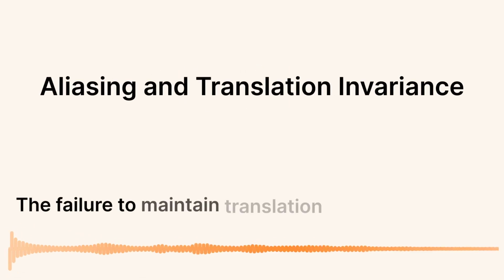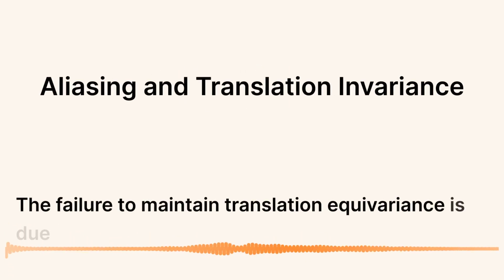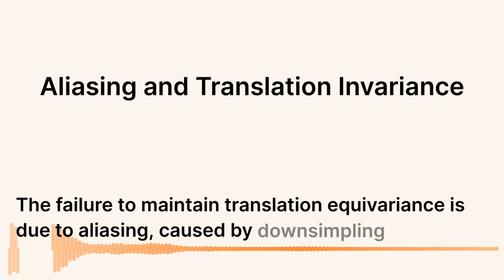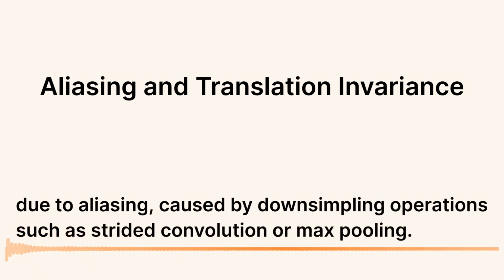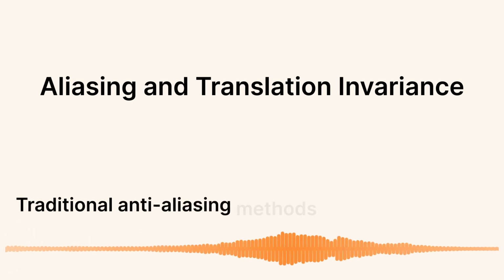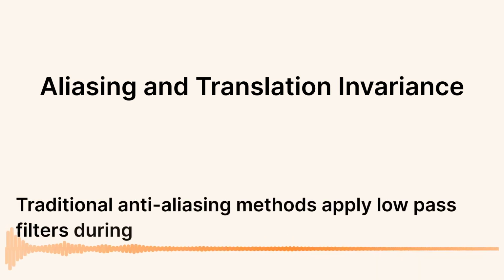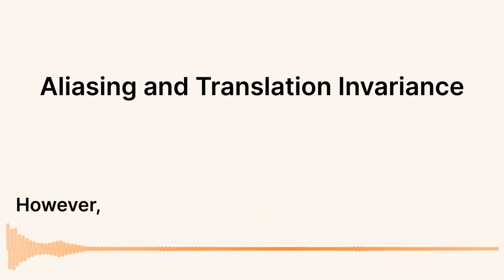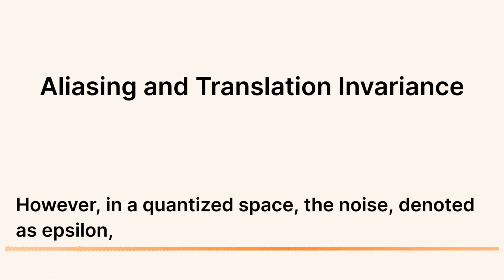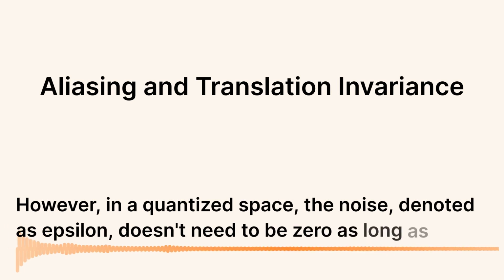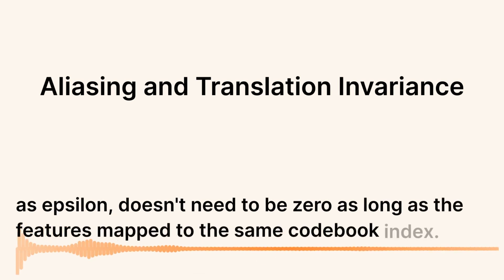The failure to maintain translation equivariance is due to aliasing, caused by downsampling operations such as strided convolution or max-pooling. Traditional anti-aliasing methods apply low-pass filters during downsampling. However, in a quantized space, the noise, denoted as epsilon, doesn't need to be zero as long as the features map to the same codebook index.